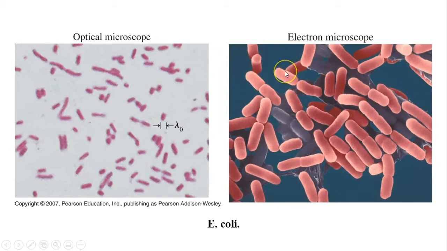So we consider that electrons can be considered as waves, with much shorter wavelengths. That's why it has much higher resolution. We can observe more detail on the surface of the E. coli.